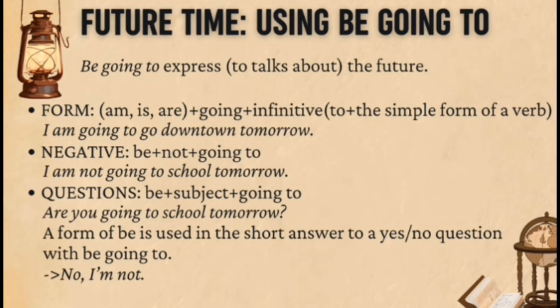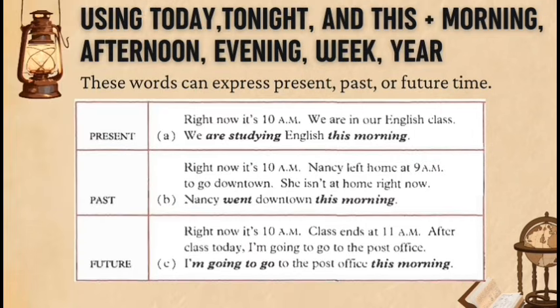Negative is be plus not plus going to. For example, I am not going to school tomorrow. Questions: be plus subject plus going to. For example, are you going to school tomorrow? A form of be is used in the short answer to a yes or no question with be going to. For example, no, I'm not.